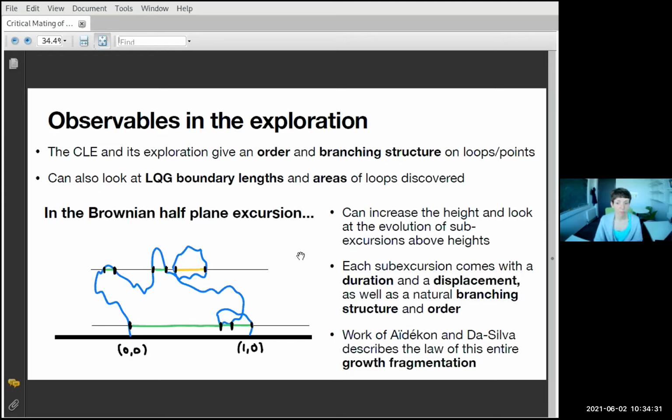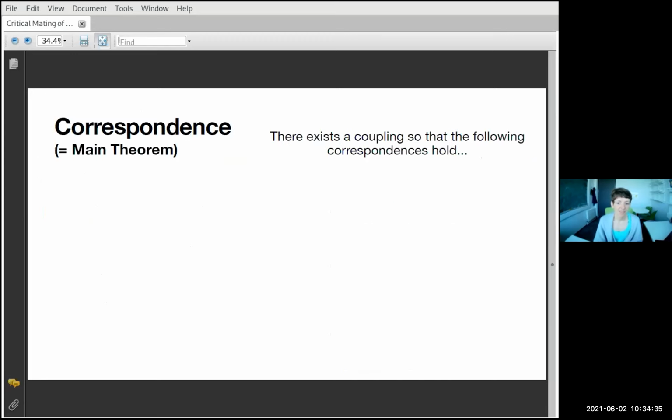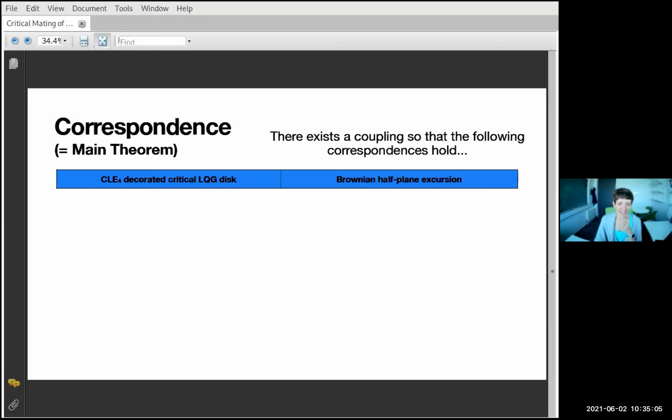All right, so basically our result, which I'm now going to present in a very non-rigorous way, is that we can construct a coupling between a CLE4 decorated critical Liouville quantum gravity disk plus an exploration procedure of the CLE4, if you don't take it for granted that that's a measurable function of the CLE4 itself, plus a load of independent coin tosses, so that the things I described on the previous slide do actually map to one another. And this is about as precisely as I'm going to state our result.